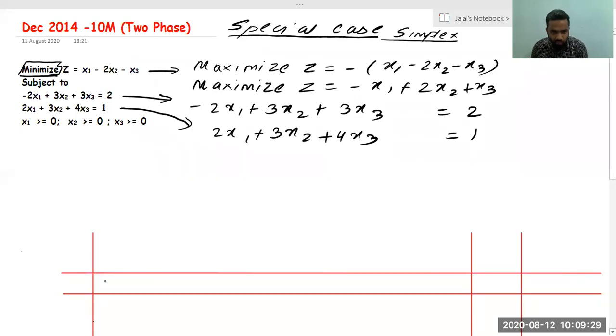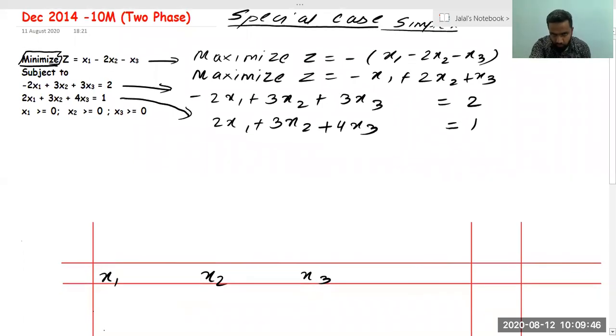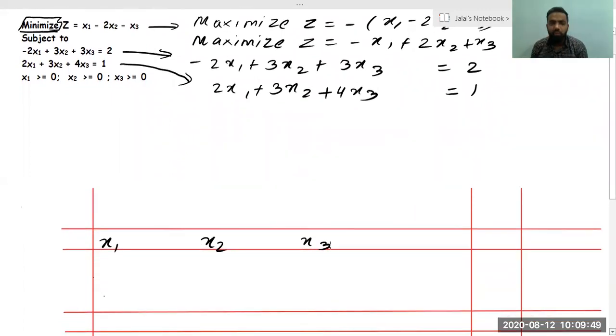Now if we try to write the solution, what will happen? Just see the maximization question. The first variable will be x1, the second variable will be x2, the third variable will be x3. Now we will put the coefficient values of the constraint equations. The coefficient values are minus 2, 3, and again 3, and the next are 2, 3, 4.